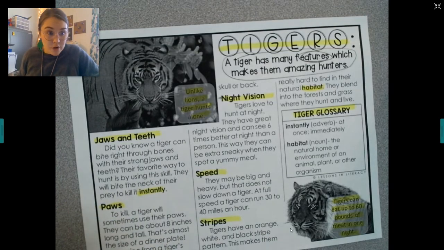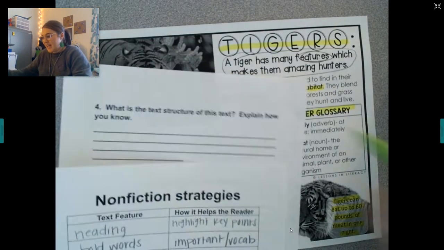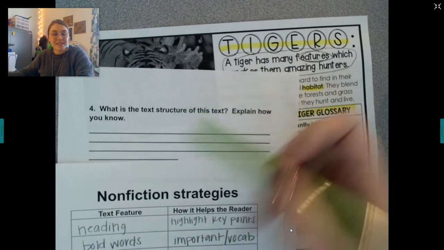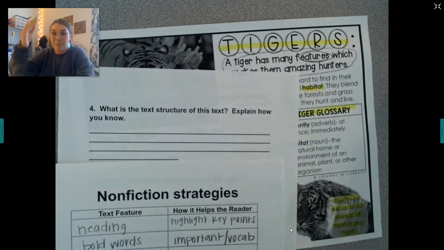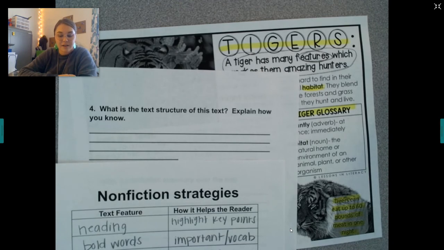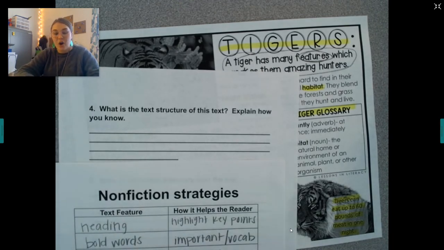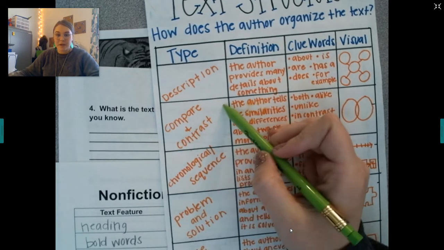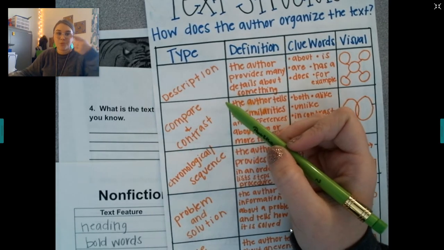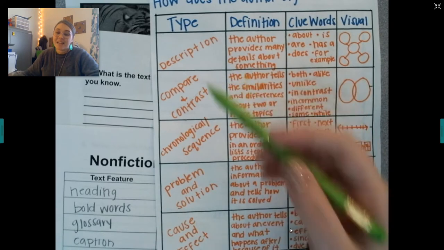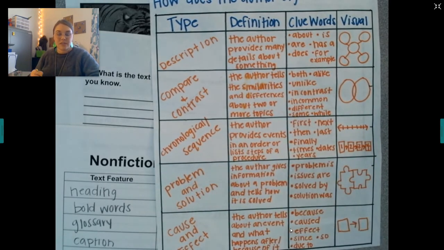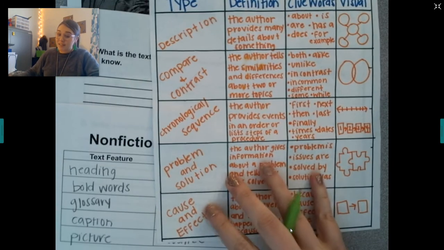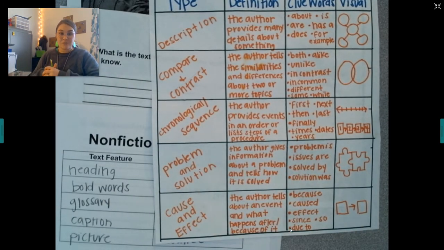And I also noticed as I was reading that this is giving me, again, a bunch of facts about the tiger. Text structure can be hard to identify. But I can automatically knock off compare and contrast because there's not two things. We're only talking about tigers, right? And I can automatically knock off chronological sequence. It's not telling me anything in order. I can honestly knock off problem and solution too. There's no problem here. They're just talking about tigers.